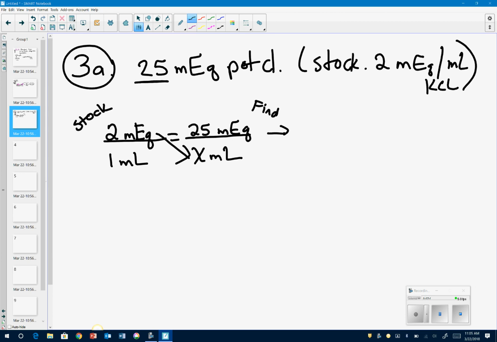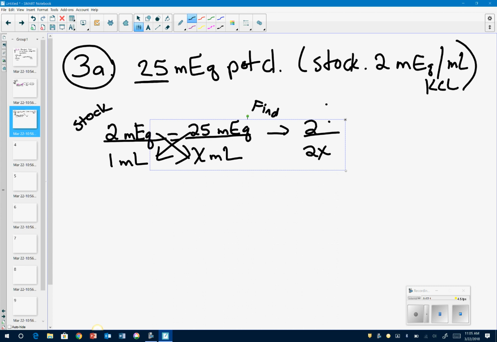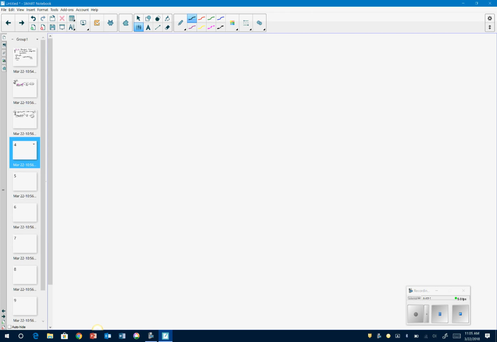Okay. So now we're going to cross multiply. Whatever you multiply the X by always is on the bottom, so that would be 2X. 25 times 1, of course, is 25. 25 divided by 2, you should come up with 12.5 milliliters.